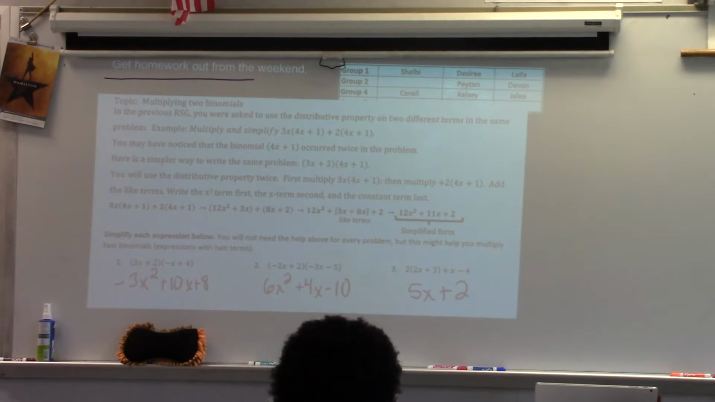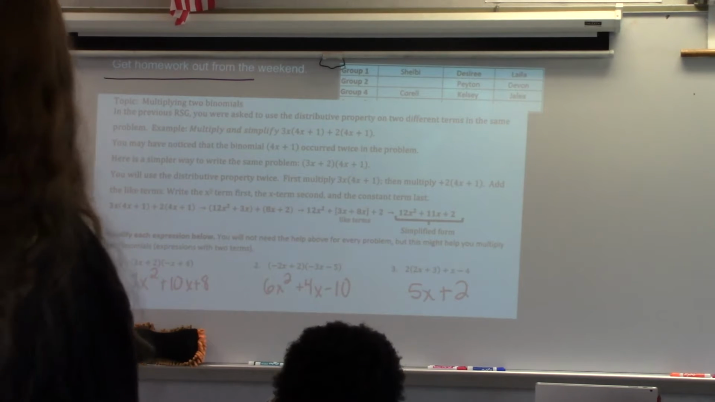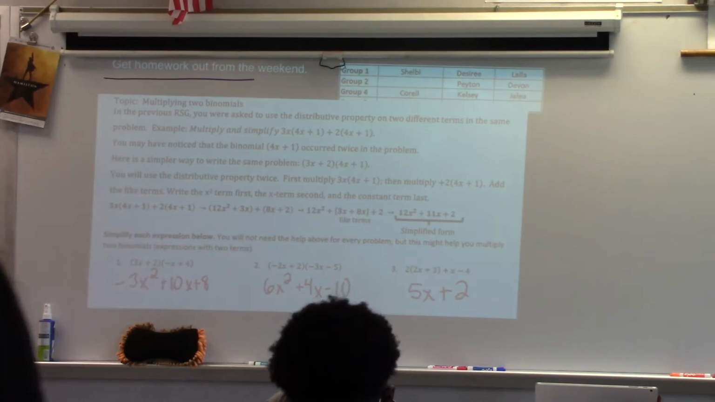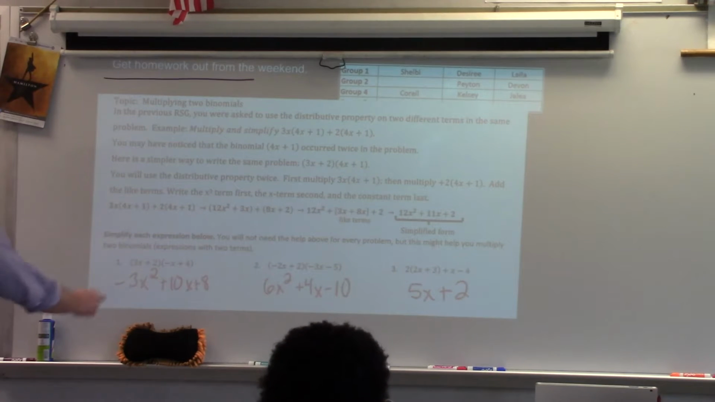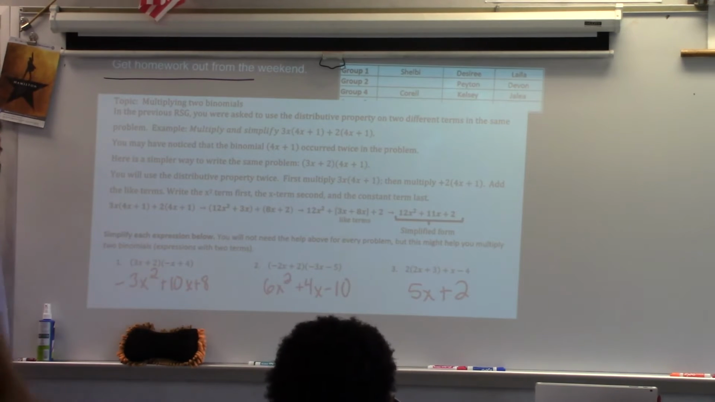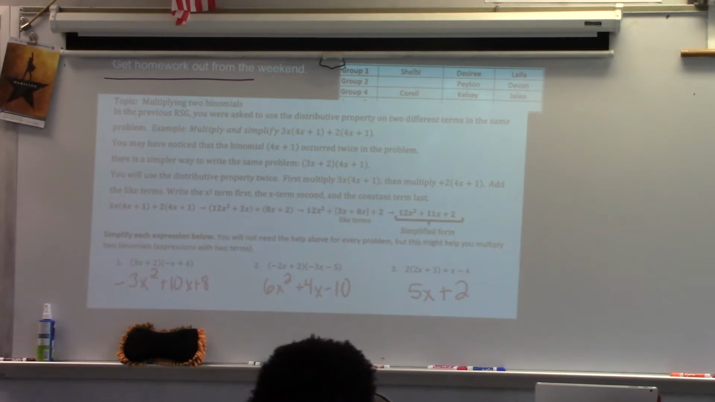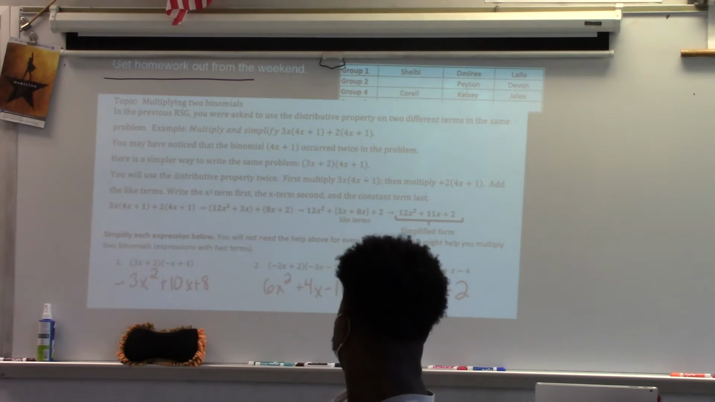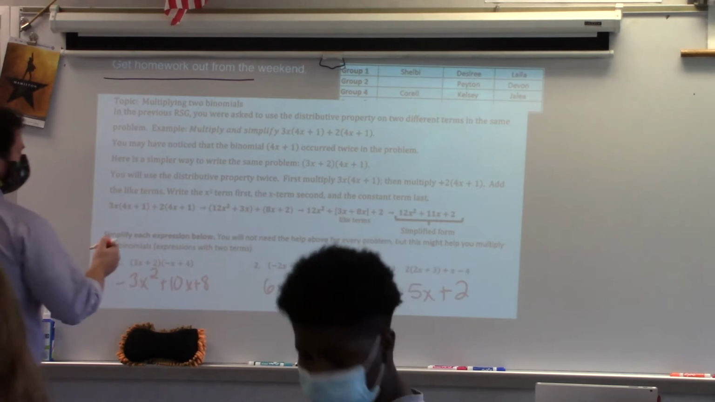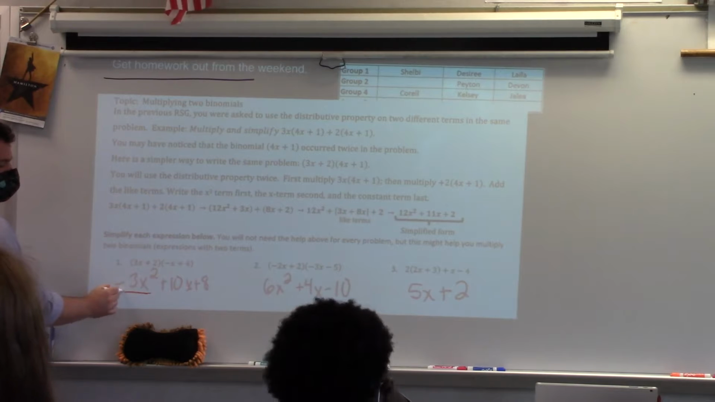Two binomials. What's a trinomial? So a binomial has how many terms? Two. Trinomial has three. And what's the first one? Monomial. One term is a monomial.